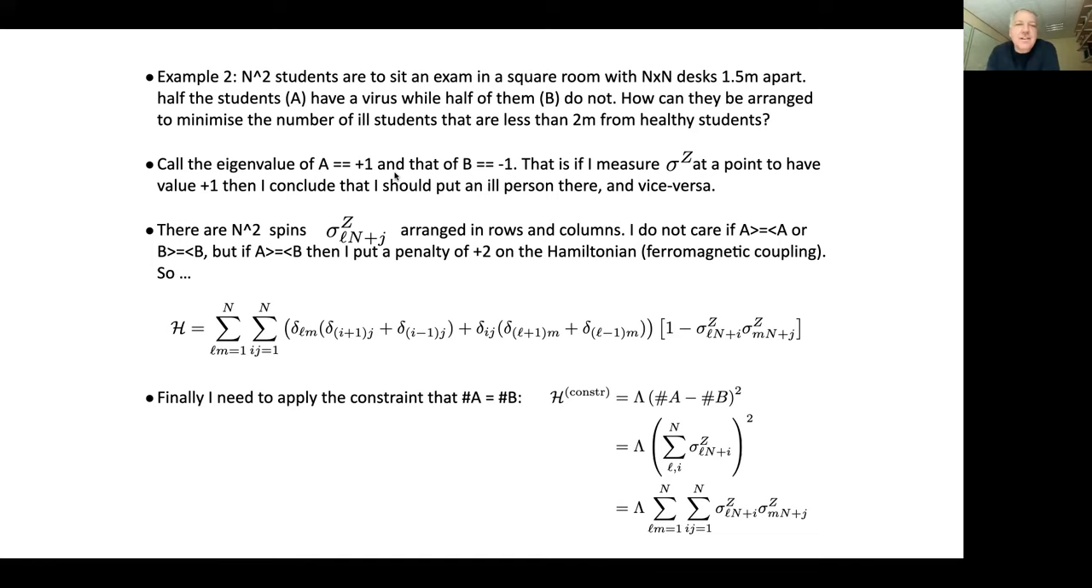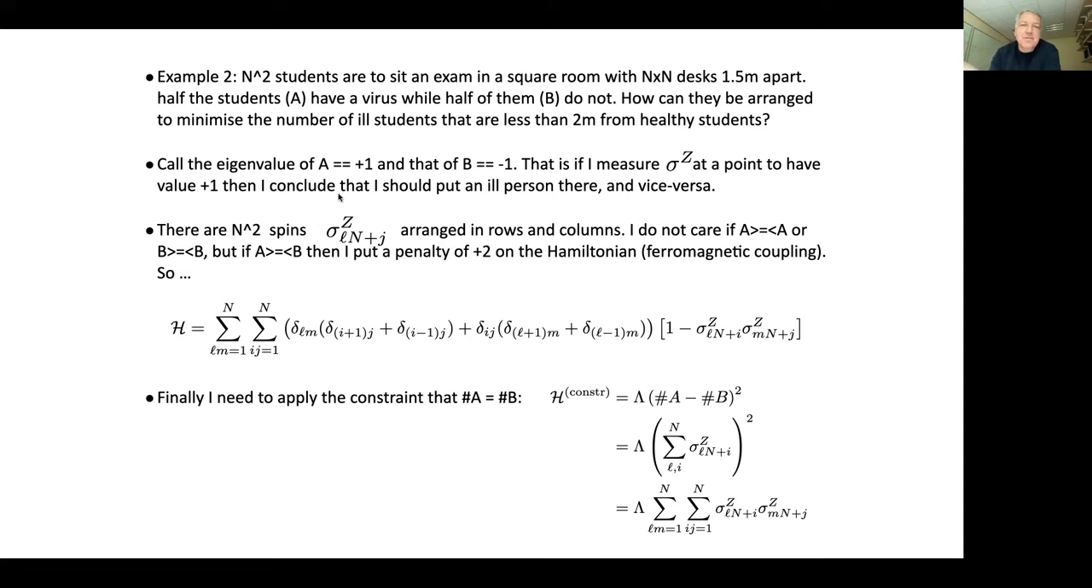So I call the eigenvalue of the ill students plus one, and of the well students I call that minus one. If I measure a sigma z at a point to have plus one, then I conclude that an ill person has to sit there, and vice versa.